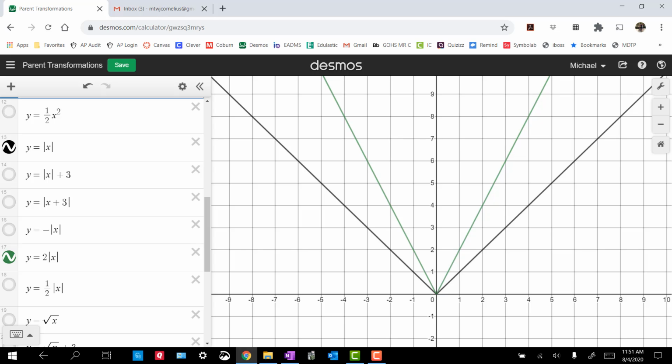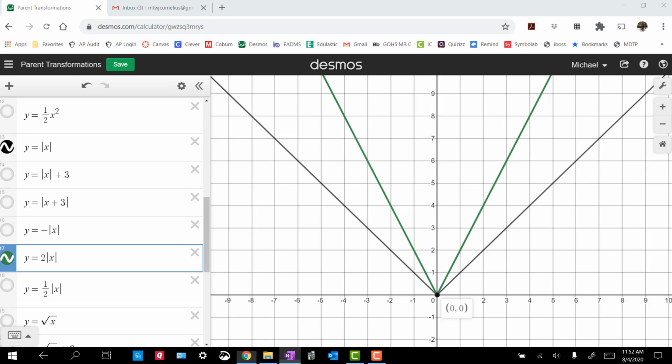On the parent absolute value, the slope is up 1 over 1, up 1 over 1, up 1 over 1. On the green one, it's up 2 over 1, up 2 over 1, up 2 over 1. Because remember, absolute value is just two straight lines. That's all it is. It's two intersecting lines that stop at that vertex down at the bottom there. So same vertex, just a different slope here.